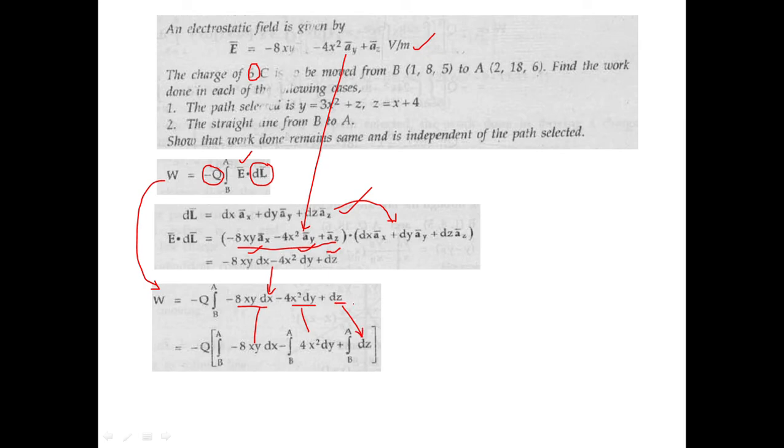Now how is B to A changing for x? B to A will be 1 to 2. For y it will be from 8 to 18, and for z it will be from 5 to 6, right? This variation you have to know properly. Now we'll go on to the next slide.